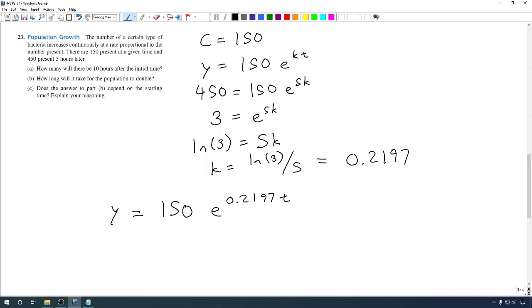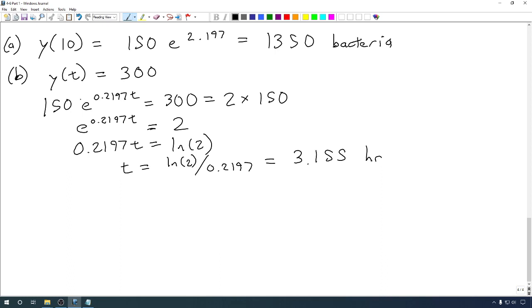Okay, part C. Does the answer to part B depend on the starting time? Well, we kind of actually mentioned that. I told you when we were going through this that the 150 just kind of got rid of itself because we were asking how much time does it take to double in size. We essentially put 2 times our c value on this side.